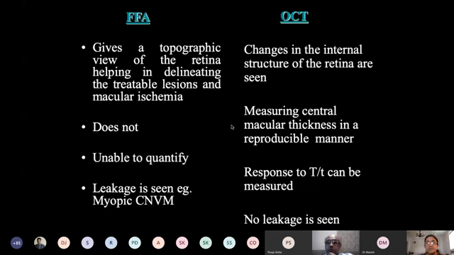Leakage is something very important. Leakage from a lesion can be very well seen on an FFA. This is something which we can never see on an OCT. And I'm sure Dr. Saurabh will agree with me.